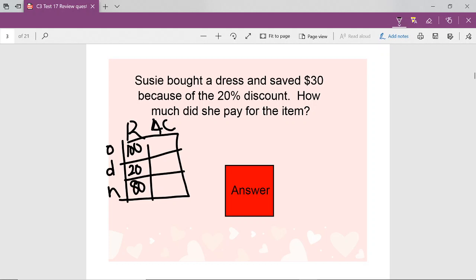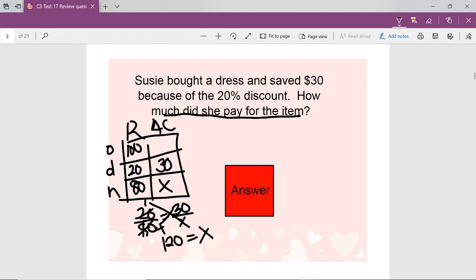We can go over to the actual count and put in our amount for the dollars to say that 20% discount is $30. And we need to decide which one we care about. Do I care about the original price or do I care about the new price? Because I'm looking for how much did she pay for the item, I'm looking at this 80% here. So I can set up a ratio or a proportion: 20 over 80 equals 30 over X. I can simplify a bunch here before I actually look at this. And then I would probably cross multiply to get 120 equals X, which means that she actually paid $120 for that dress after the discount. So if we wanted to continue filling this in, I would say $120 here. So the original cost must have been $150.